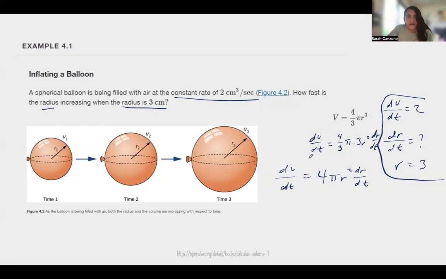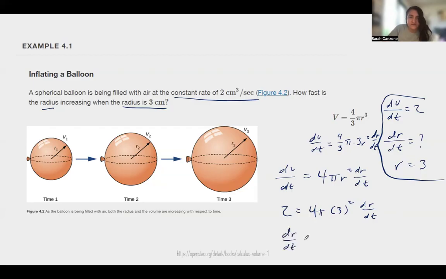All right, now once we have our derivative, we can just go ahead and plug in the values, and we should only wind up with a single variable that we're looking for. So we have that dV/dt is 2, so 2 equals 4 pi. We have r, which is 3. We know that's squared, and then dr/dt is what we're looking for. So all we have to do is divide by 4 pi times 3 squared, which will be 9, and then we can have our answer.